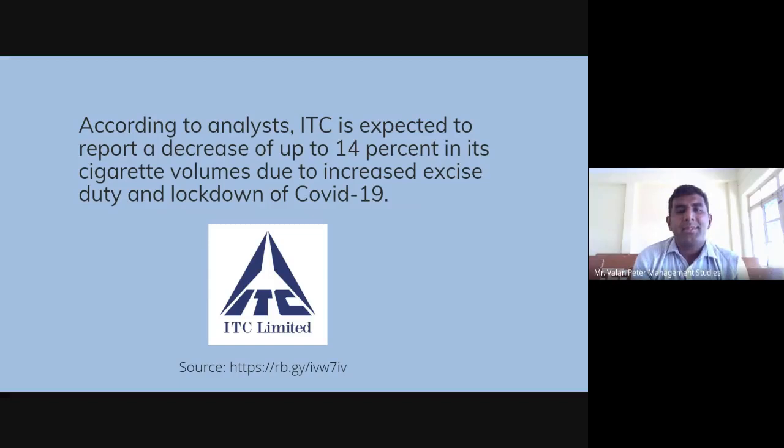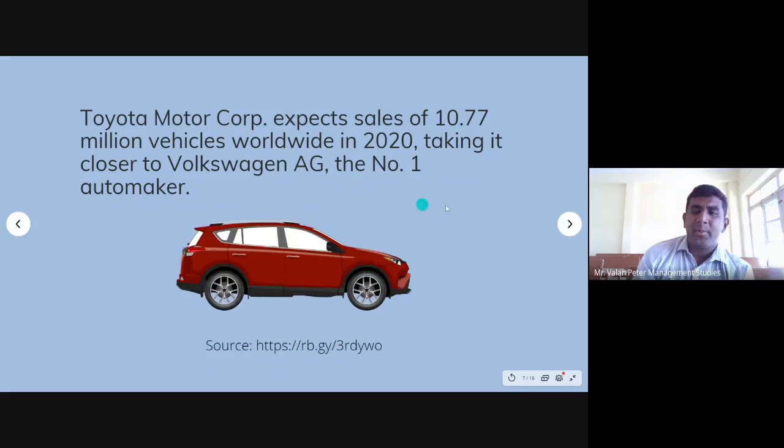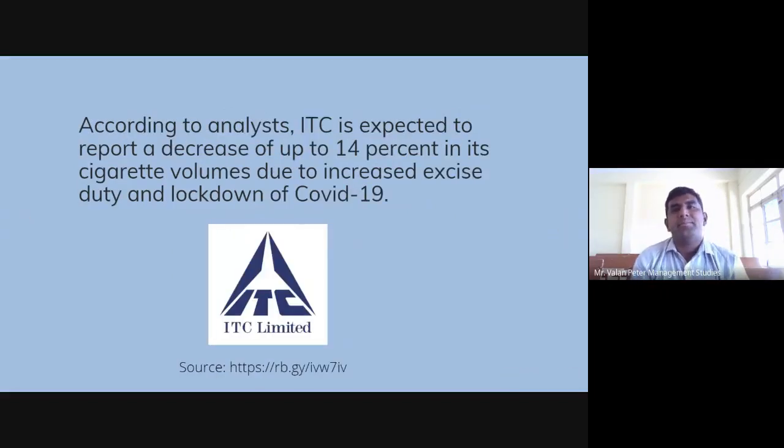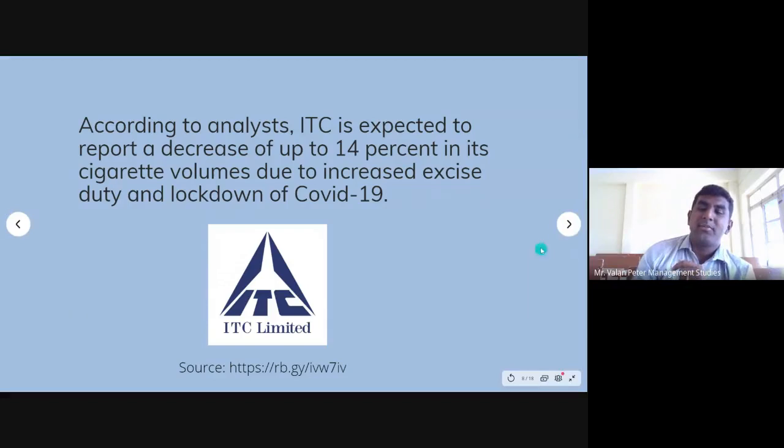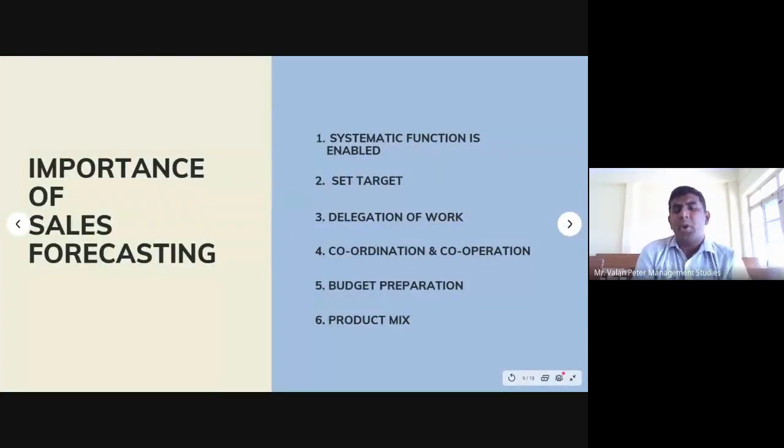Okay, they are saying that ITC is expected to decrease 14% in cigarette volumes, due to the excise duty and the lockdown period. So irrespective of the industry, whether you take an automobile or a multi-conglomerate company which has FMCG, notebooks, hotels, they all adopt one important thing, and that is sales forecasting. Without sales forecasting, a huge organization will not work properly. So we have to know the importance of sales forecasting.